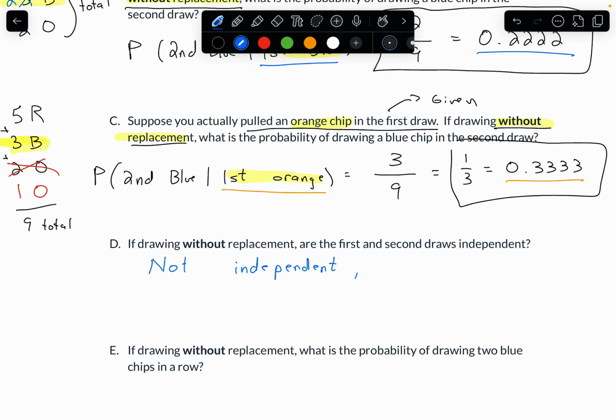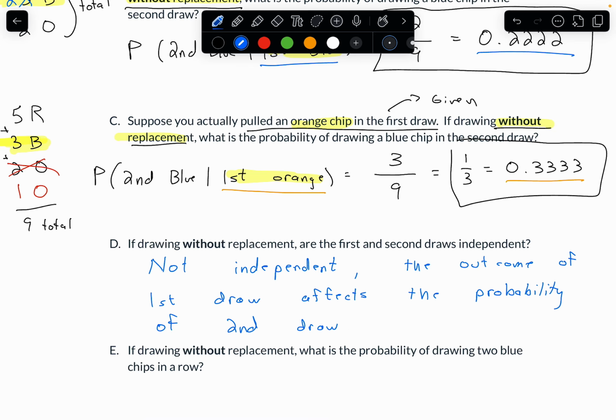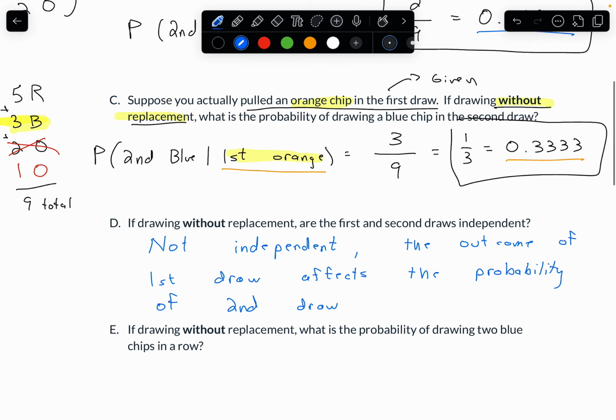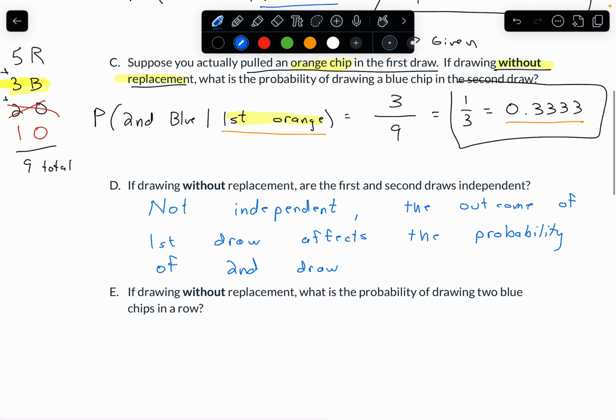And the reason for that is the outcome of the first draw affects the probability of the second draw. And having that knowledge gives me some information. So that means that they are not independent, which means I can't quite use my general multiplication rule, but I can still use a multiplication rule that we talked about in the last section.